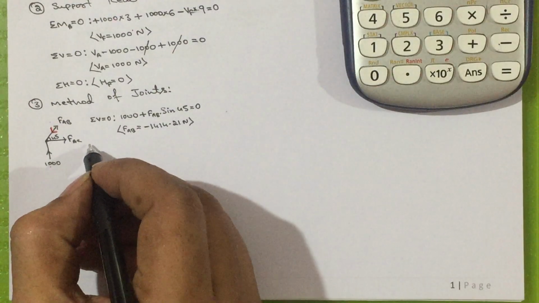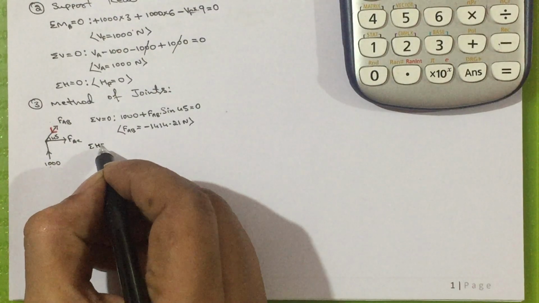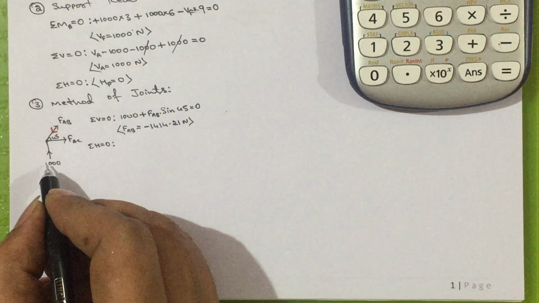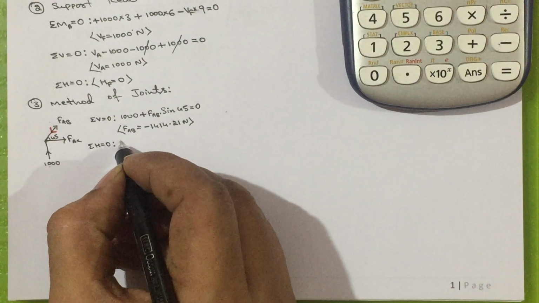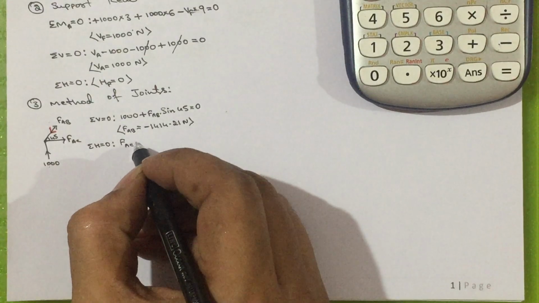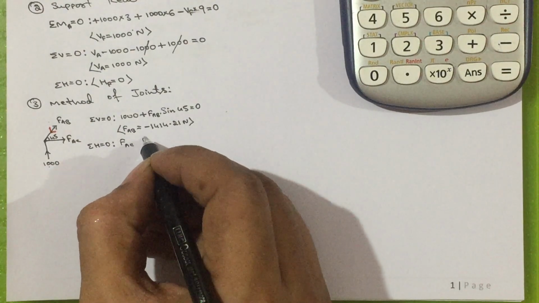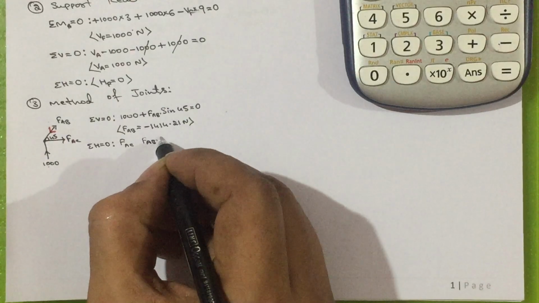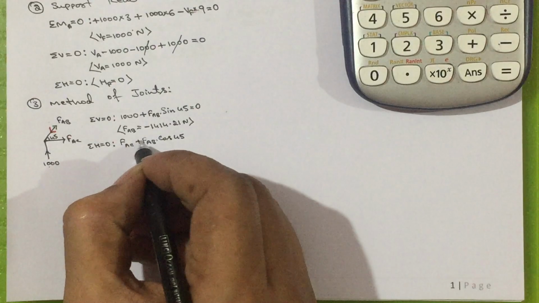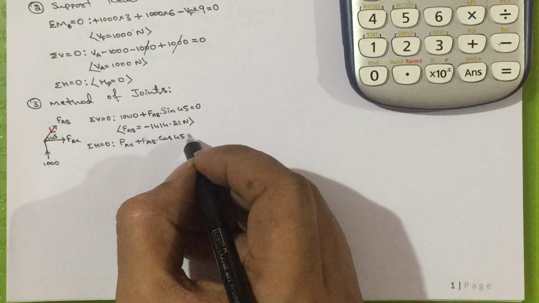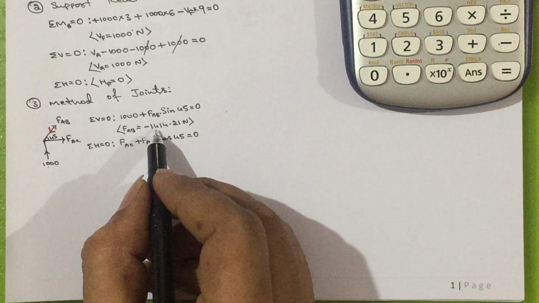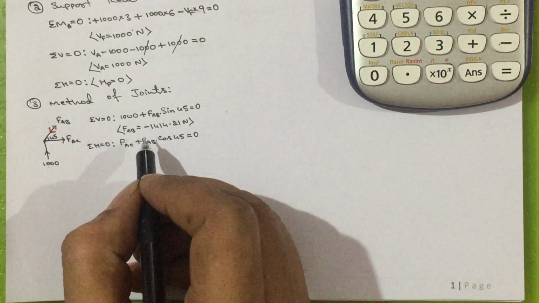Then take sigma H equal to 0, only the horizontal forces. The vertical one, leave it. The horizontal force is FAC, then the horizontal component of FAB will be F cos theta, that is FAB into cos of 45 degree. It is moving rightward, so positive. The vertical component, leave it, and that should be equal to 0. Here FAB is already known, so substitute the values and get the answer.